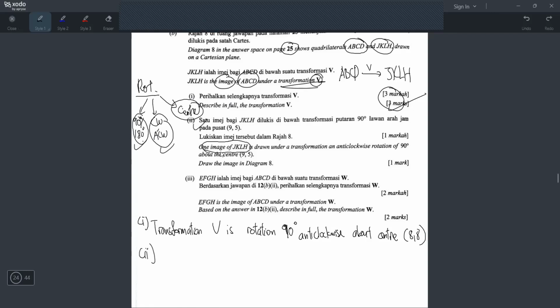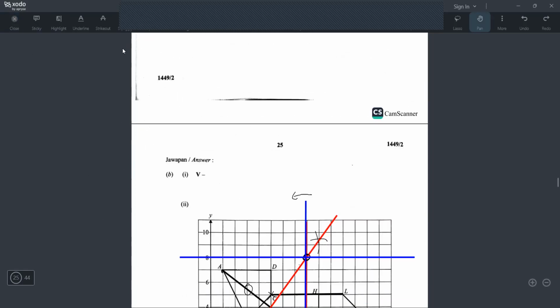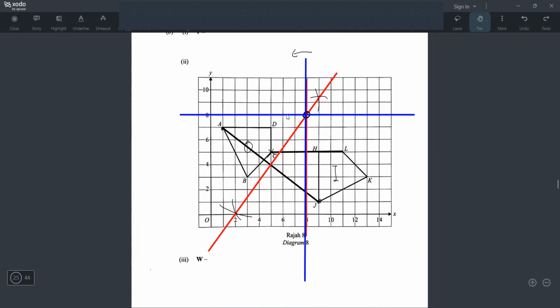One image of JKLH is drawn under a transformation, an anti-clockwise rotation 90-degree about center 9, 5. Draw the image in diagram 8. Okay, first thing first, you need to look at this. ABCD goes to JKLH. It means this is object, this is image. But now they want you to draw the image of JKLH. Okay, and you need to draw rotation also. But this time it's a rotation about center 9, 5. So I should go to 9, 5 and draw a cross. Or maybe I can just use this line to put a cross.